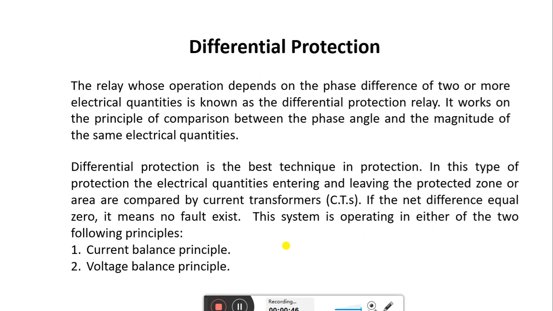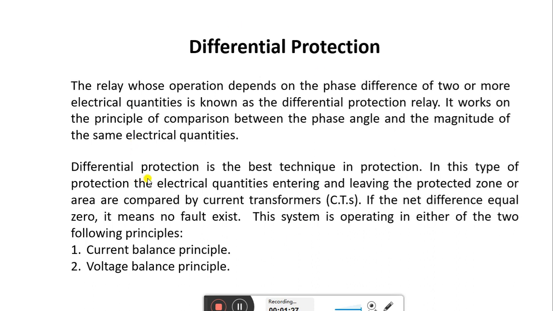What is the differential protection? The relay whose operation depends on the phase difference of two or more electrical quantities is known as a differential protection relay. It works on the principle of comparison between the phase angle and the magnitude of the same electrical quantities. So we must understand and remember that the working principle of this differential protection depends upon the phase angle and magnitude of the same electrical quantities.